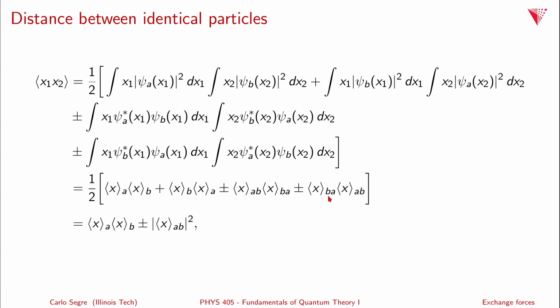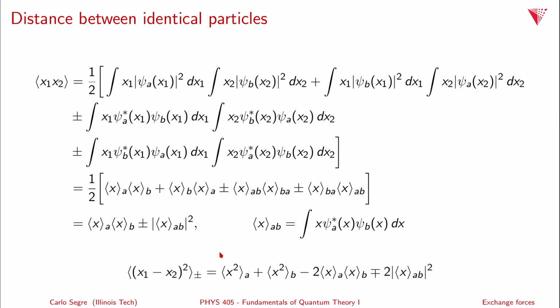And so when we put this together, these two add up to give me 1 times the expectation value of x in state A times the expectation value of x in state B, plus or minus the magnitude, since these are complex conjugates of each other, the modulus squared of the expectation value of x in the crossover between A and B, where x_ab is just this integral, ∫ψ_a* x ψ_b dx.